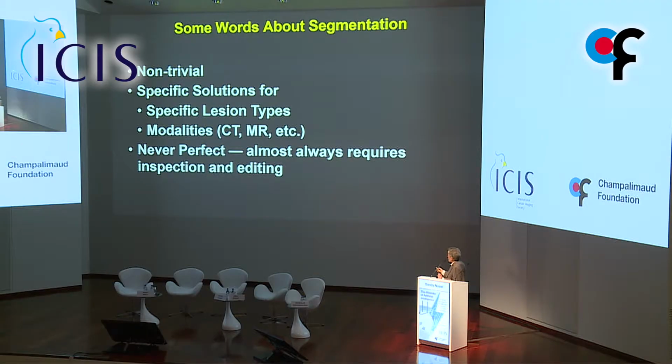It's non-trivial, as I've said. Every lesion type has a different segmentation algorithm. Every modality requires different segmentation algorithms. Every instance, even within a modality, from different vendors or from different protocol acquisitions, requires a lot of work and tweaking. These are never perfect, and particularly for radiomics, where you'd like to do massive computations at scale, you really have to inspect the segmentations in order to know that you want to believe the features that come out.